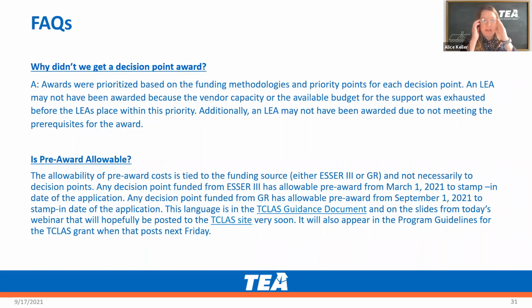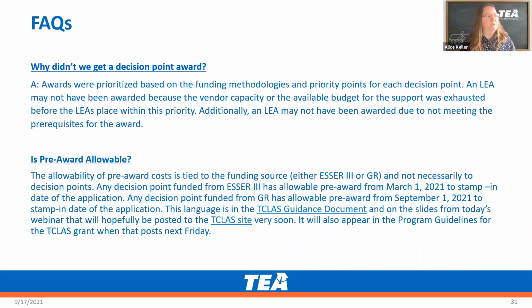The biggest question that we've received lately is why didn't we get a decision point? There are 3 major reasons. Awards were prioritized based on funding methodologies for each decision point and priority points for those decision points. An LEA might not have been awarded because of vendor capacity. That was a big piece. Vendors can only support so many LEAs, students, and teachers, and we met those capacities pretty quickly with this application. Additionally, an LEA might not have been awarded due to not meeting some of the prerequisites for the award. Although you might have applied, it was determined during the review process that not all prerequisites were met, and then an award was not granted.